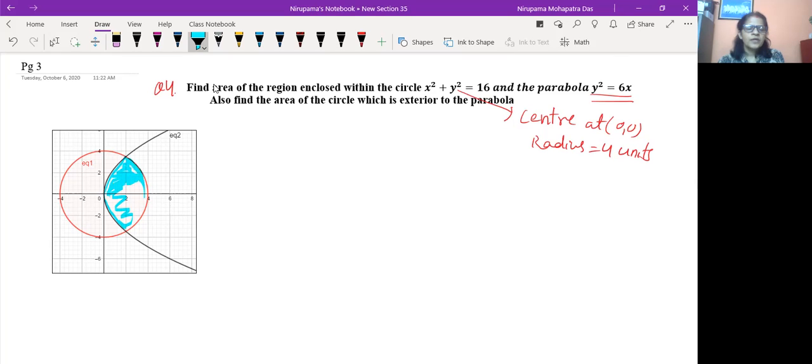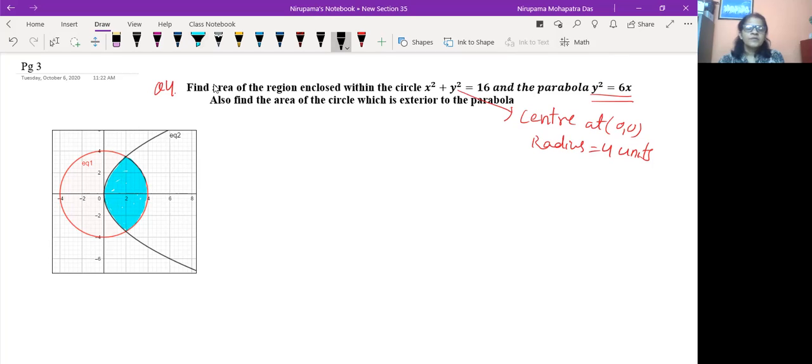Okay, once we get the interior portion, the exterior portion can be obtained by taking what? Area of the circle, which can be taken as pi r square. So area of the circle minus the interior portion will give us the area of the portion of the circle exterior to the parabola. Okay, so let's first focus on this interior part. So this is the area we want to find.